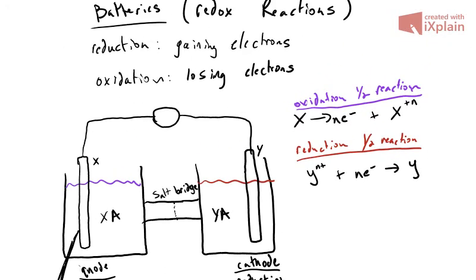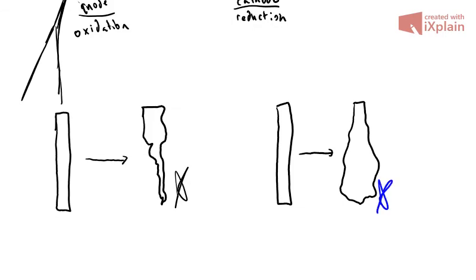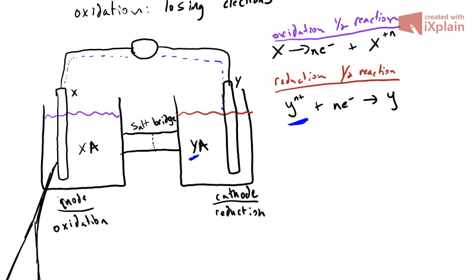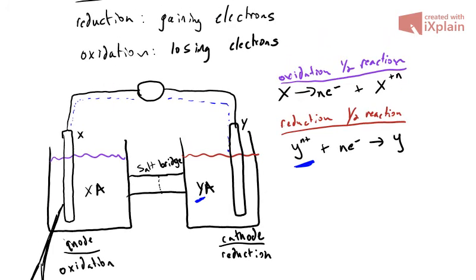This produces, as you can see, a certain number of electrons. Those electrons will go from the anode, we'll put them in blue, to the cathode, and since the cathode has electrons, it will attract these Y plus N, and that's what makes the growth of the cathode. So that is overall how a battery works.